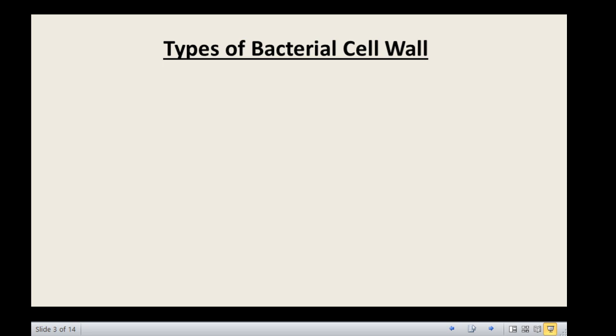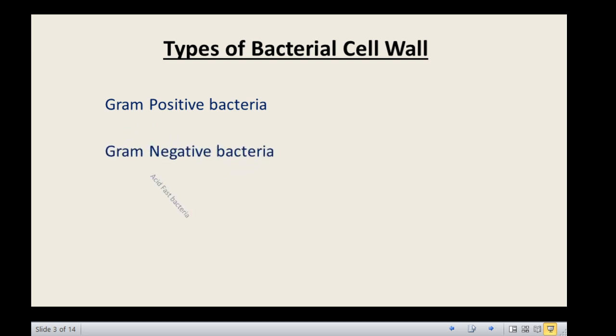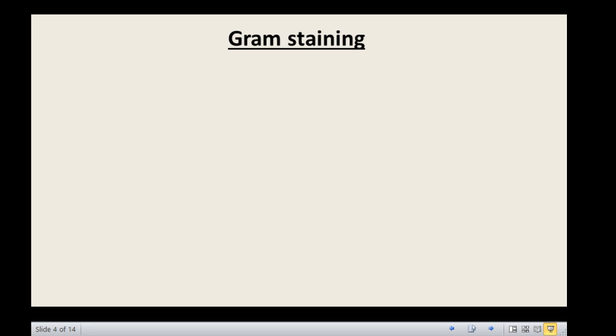Bacteria have been classified on the basis of the structural differences in their cell walls and their reaction to a differential staining protocol called gram staining. These classes of bacteria are gram-positive bacteria, gram-negative bacteria, acid-fast bacteria. We will first discuss gram-positive and gram-negative cell walls in detail and later talk about the acid-fast cell wall. In 1884, a Danish physician named Hans Christian Gram discovered a differential staining protocol used to classify bacteria.